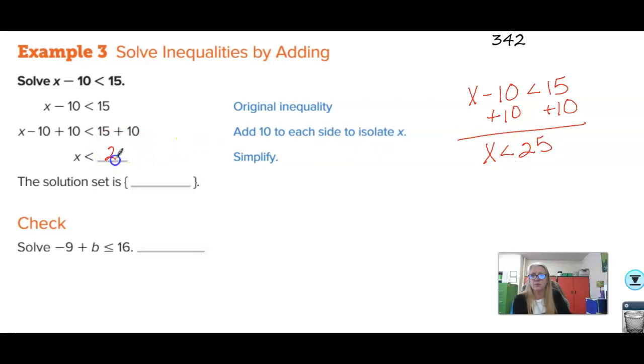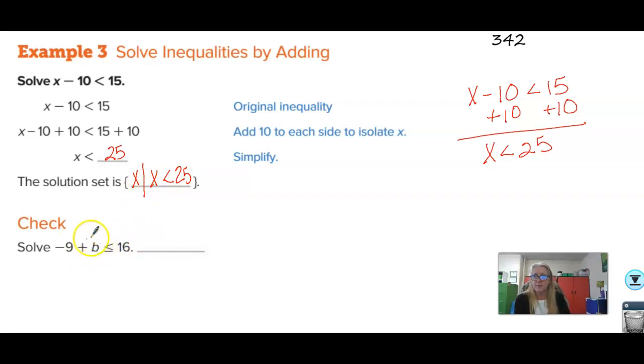So x is less than 25. The solution set is, and this is where your set builder notation comes in, x is less than 25, and then they've already drawn the brackets, okay? So that's what that would look like. I just want you to be aware of that in case you come across a multiple choice one or something and you're not sure what it looks like.